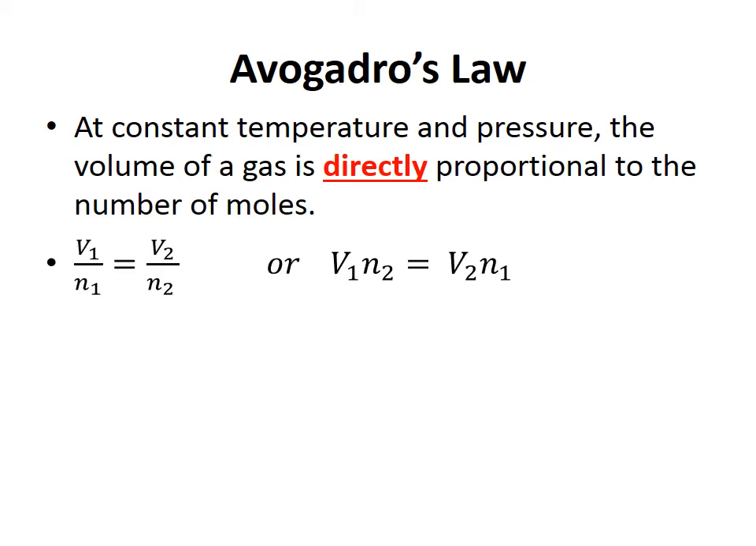So V1 over N1 is equal to V2 over N2. As you increase the number of moles, you're going to increase the volume because it's at a constant temperature and constant pressure. As you add more particles, to keep the pressure and the temperature the same, you need to expand the gas. You need to give the gas more space. So it's going to increase its volume to keep the temperature and pressure constant.